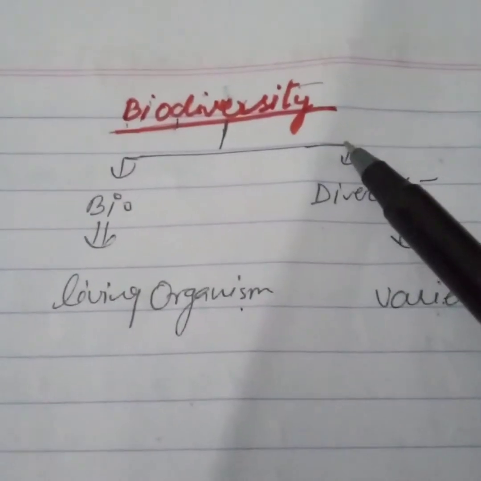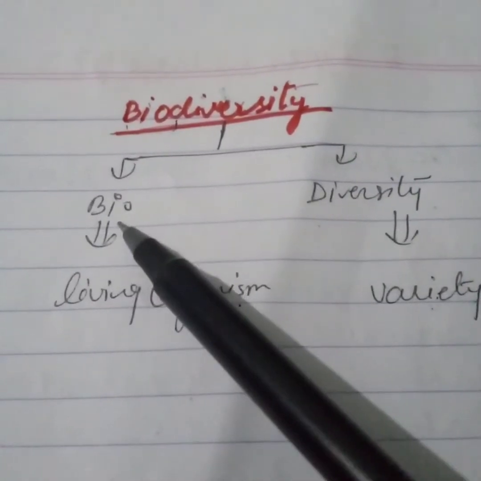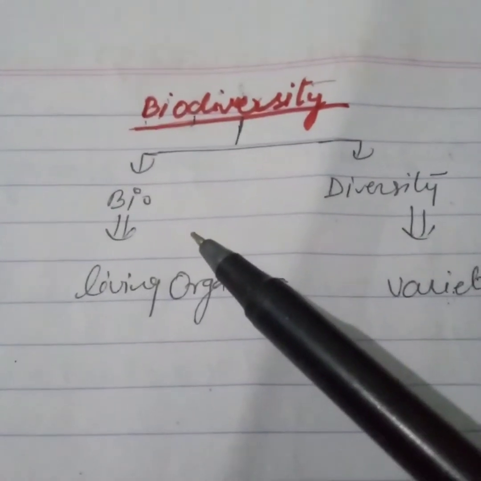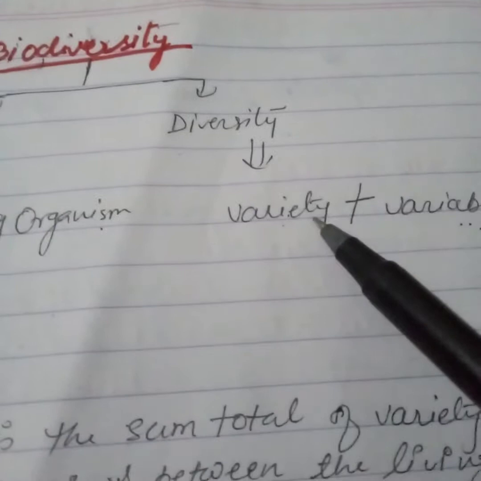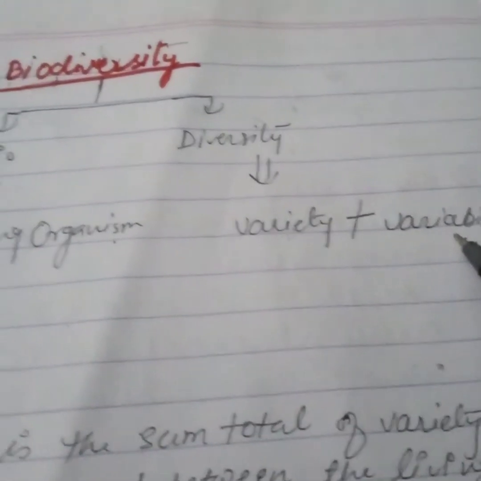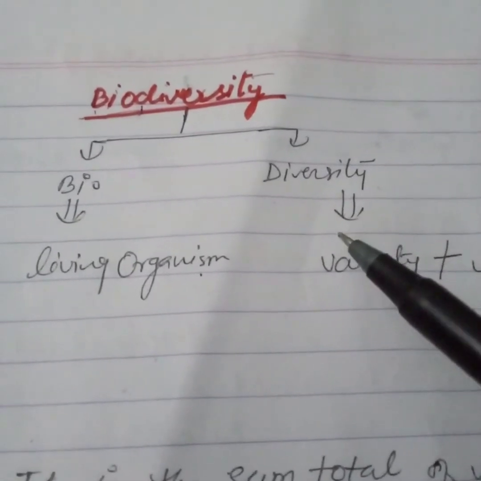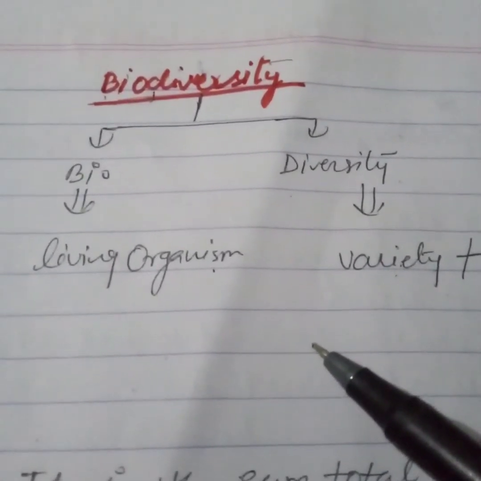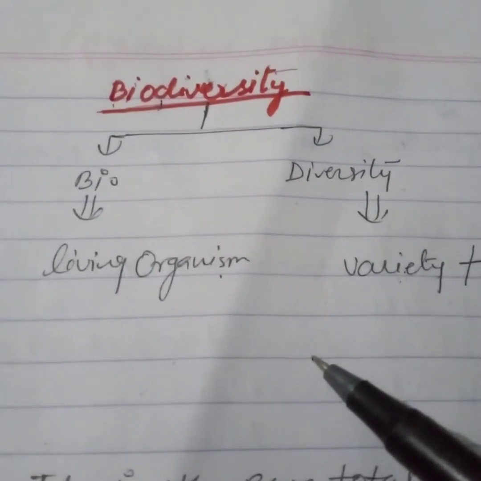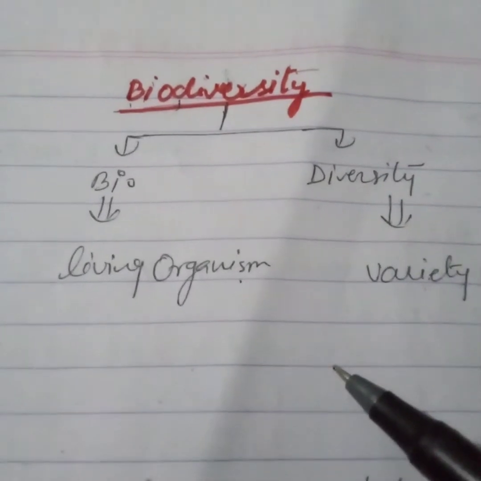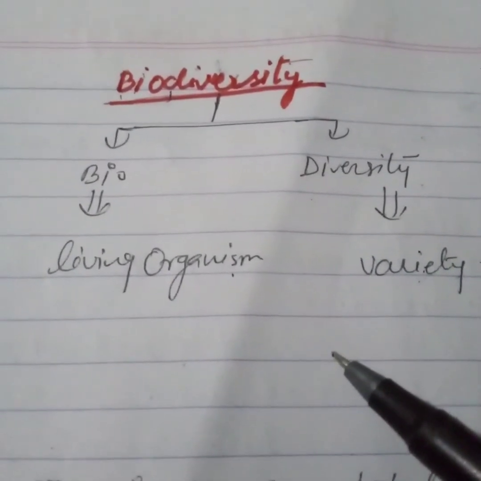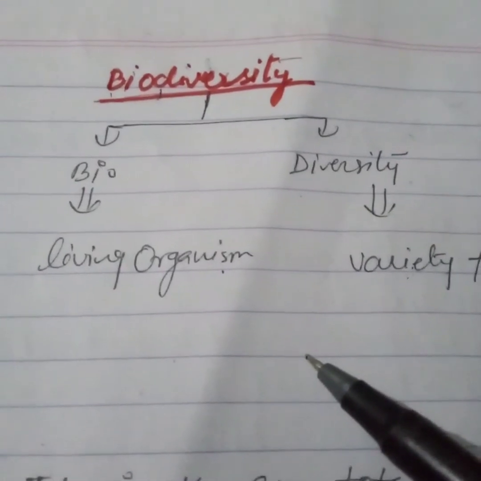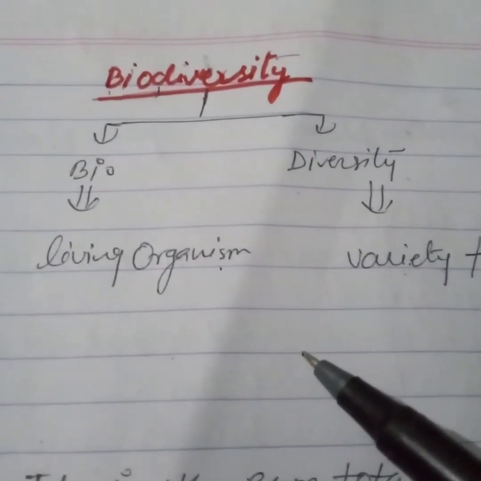Let's start. Biodiversity, the name suggests, consists of two words, bio and diversity. Bio is related to living organisms, and diversity is the variety and variability. Why is an organism known as living? Because living organisms have the capability to respire. All living organisms are able to carry out the respiration process, and in this process gaseous exchange takes place, and due to this gaseous exchange all living organisms maintain their body physiology.